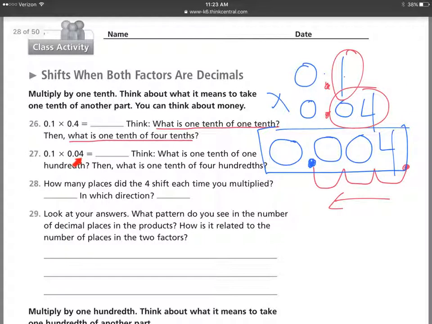Take a look at the 4 here. It's 2 digits after the decimal, in the hundredths place. And after we were done, it shifted. It's not in the same place value. It shifted one direction, and how many times? That's where you need to put your answers for number 28.